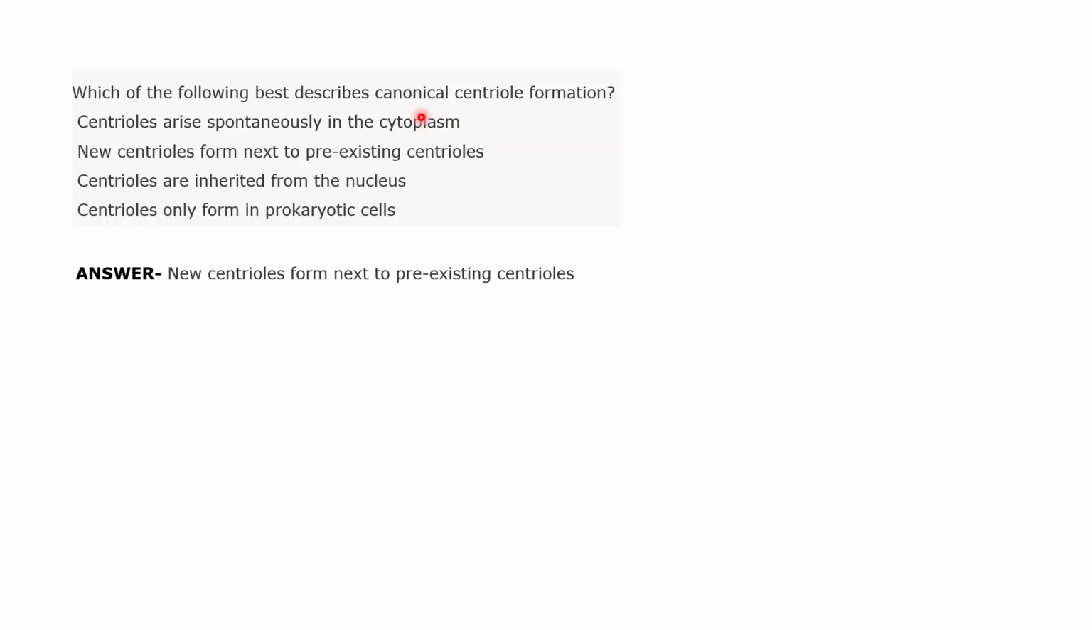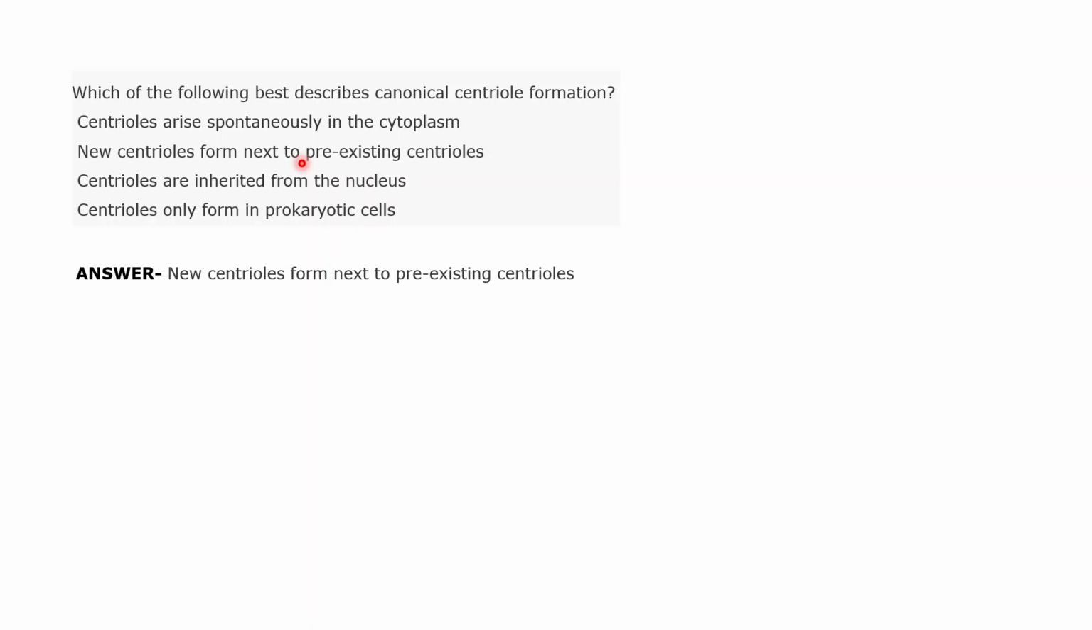It is related to what is called de novo centriole assembly. So that's totally a different aspect. We will discuss that in the next question. So it is not related to canonical centriole formation. In this, the statement is right, but it is not related to this particular formation. So new centrioles form next to pre-existing centriole, that is basically right. They have the ability to duplicate, right? And one will go into one polar end and the other to the other polar end.